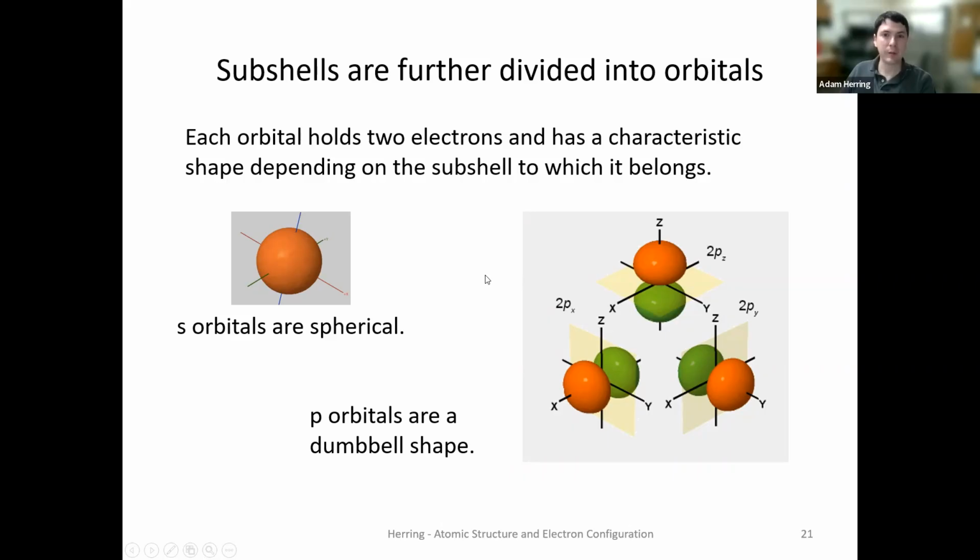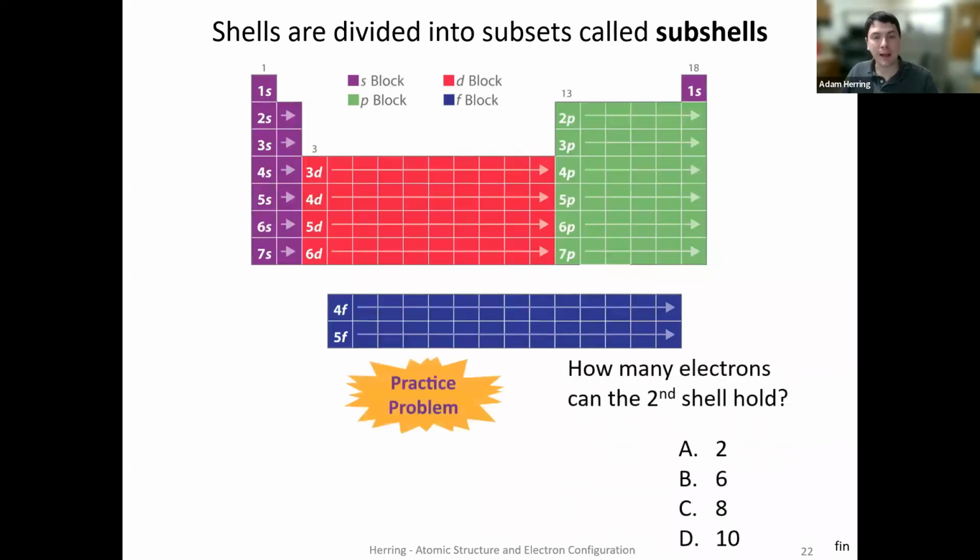Now let's practice on a problem similar to one that you might be asked to do yourself. How many electrons can the second shell hold? Remember, each shell is divided into subshells. So in order to solve this, you want to determine which are the subshells involved. And then when you look at the periodic table, you can see how many electrons would be held within that subshell based on the width of that subshell.